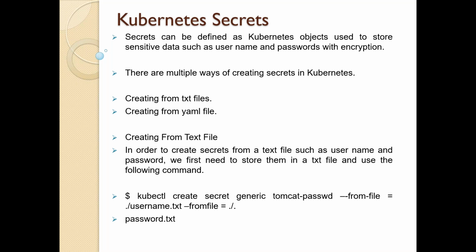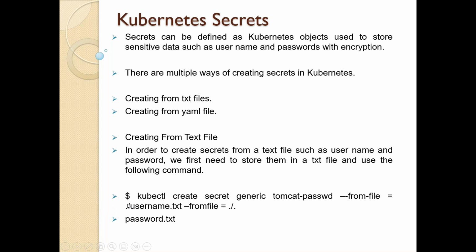And we saw these secrets. Secrets can be defined as Kubernetes objects where you store your sensitive information, such as username and password, with encryption. There are multiple ways you can do it. You can create from a text file, or you can create a YAML file. To create secrets from a text file, make sure you store them in a text file and use the following command.